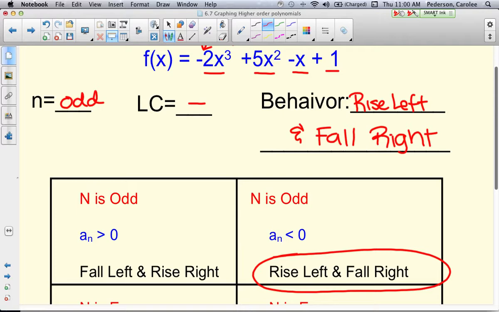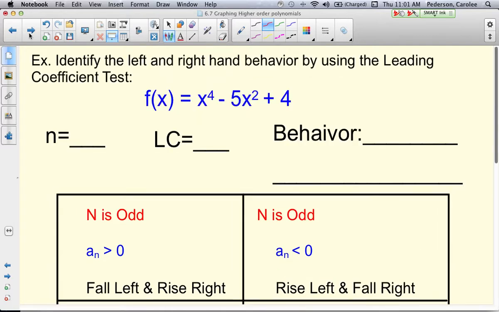All right, we're going to practice another one of those. Please write down the blue function, f of x equals x to the fourth minus 5x squared plus 4. We first want to make sure, before we do the leading coefficient test, that it is in standard form, which it is.